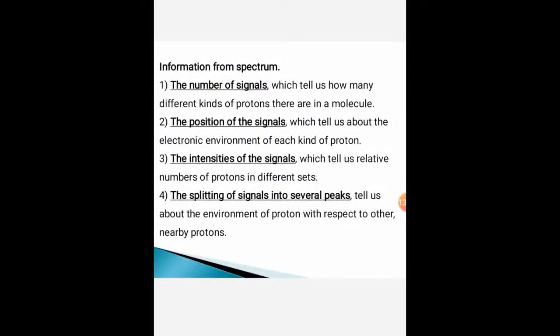And the last point is the spin-spin splitting or splitting of the signals. This splitting gives an idea about the environment of a proton with respect to the other or the neighboring protons.